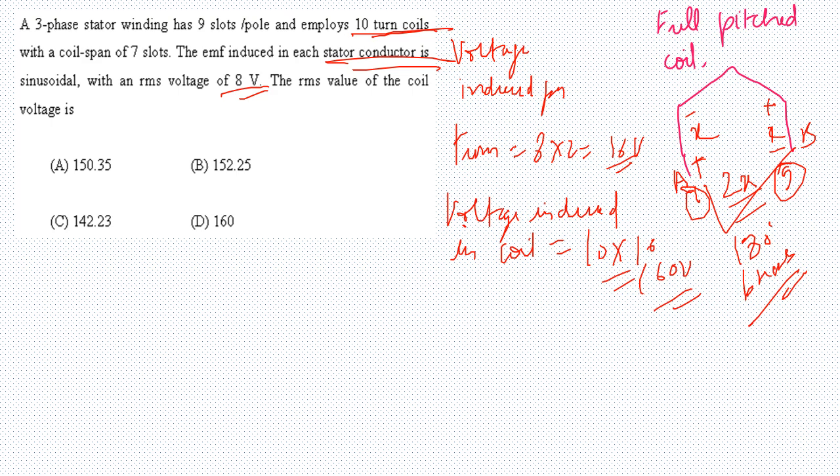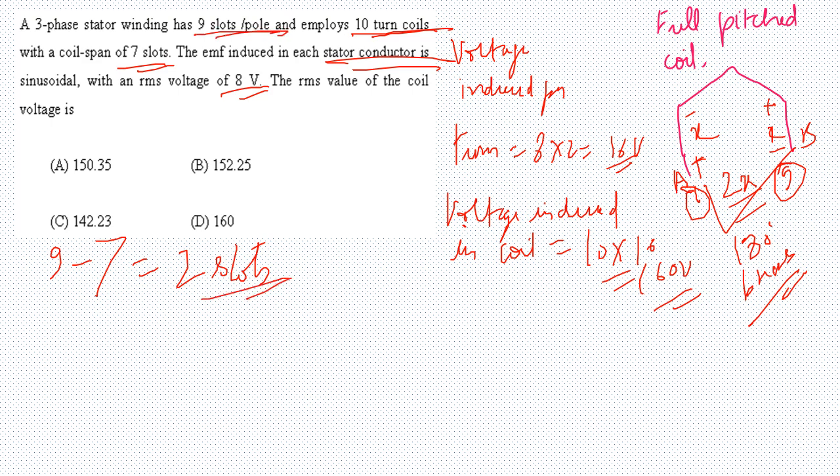Now what we need to find is the voltage induced, because we have a short pitched coil. Now you need to know by how many slots it is short pitched. It is short pitched by 9 minus 7 is equal to 2 slots, because the coil only spans 7 slots, but there are 9 slots per pole, so 9 minus 7 means 2 slots.